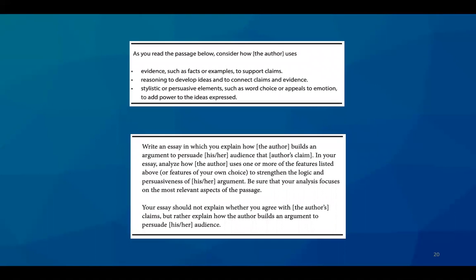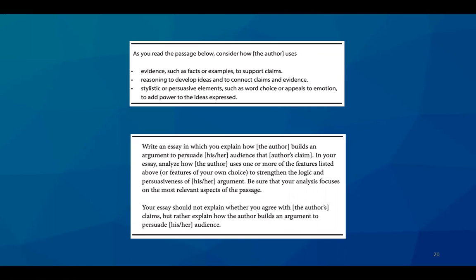And of course, this will just include specifically who the author of the given passage is. So it'll say, as you read the passage, consider how the author uses evidence, how they use reasoning, how they use stylistic or persuasive elements. So it's always going to be some type of persuasive piece of writing.